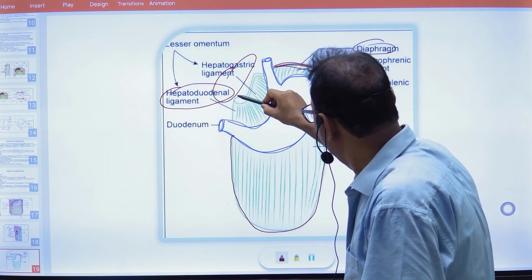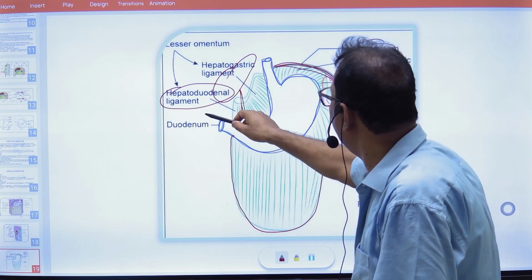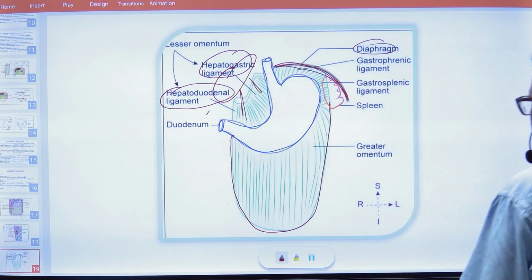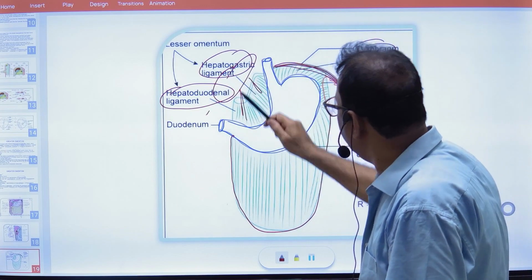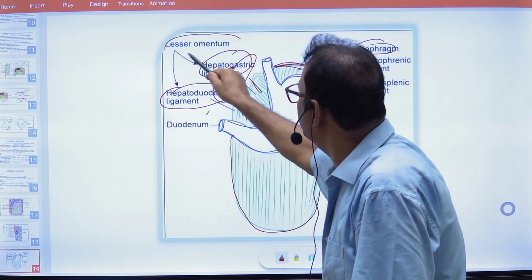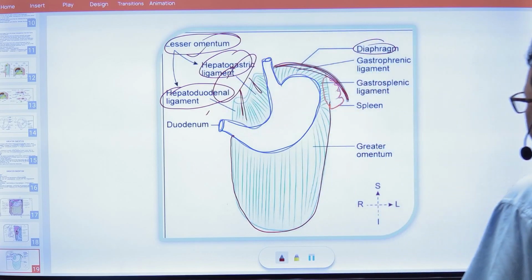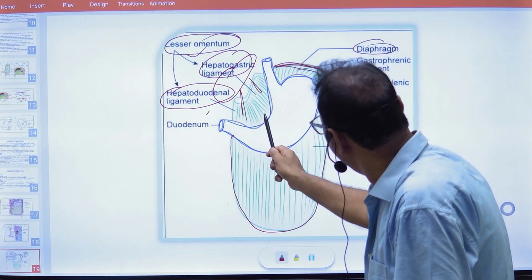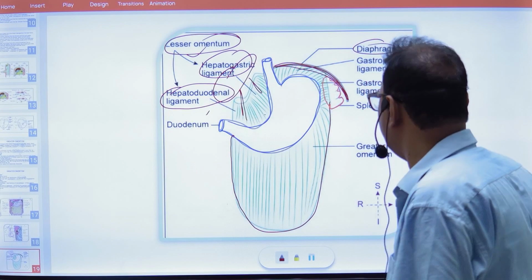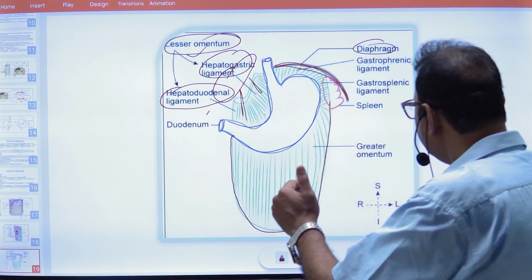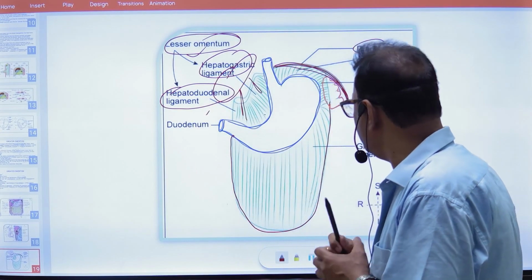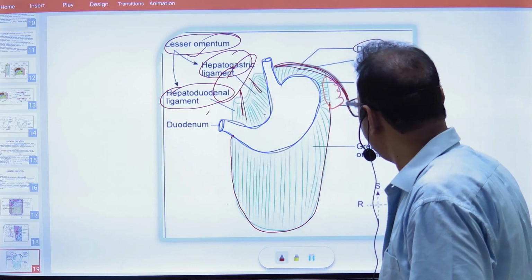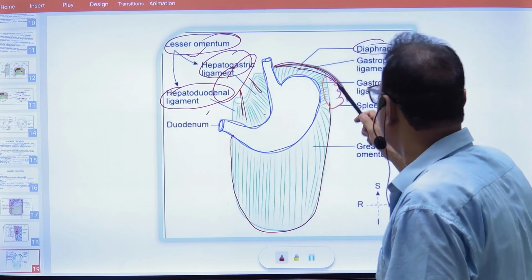This ligament is known as the hepatoduodenal ligament, and this one is the hepatogastric ligament. The hepatogastric and hepatoduodenal ligaments together form the lesser omentum. The greater omentum is attached from the lesser curvature, and the first 2.5 centimeter of the duodenum up to the liver.